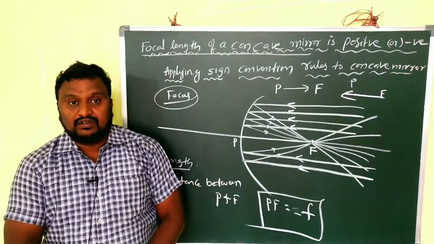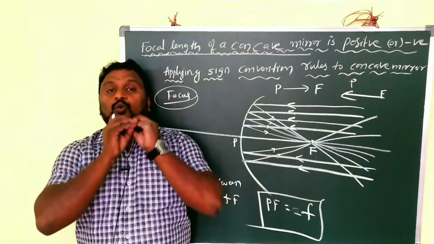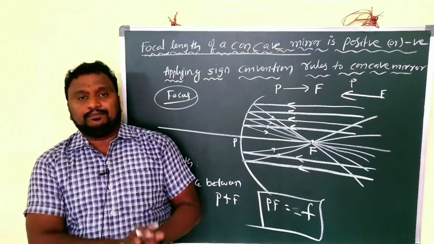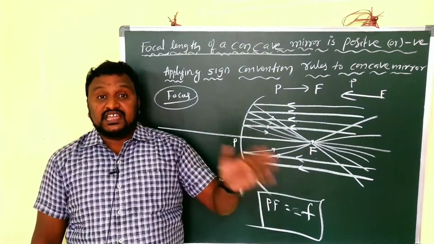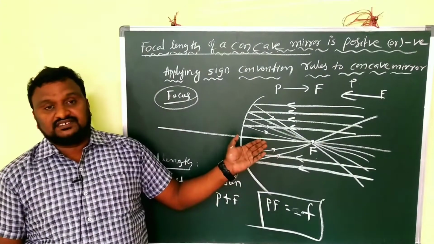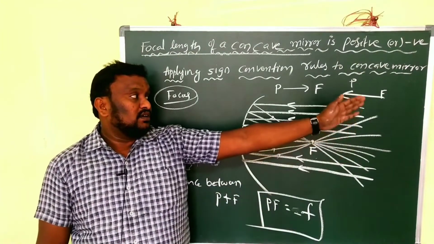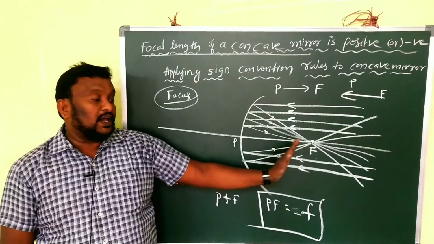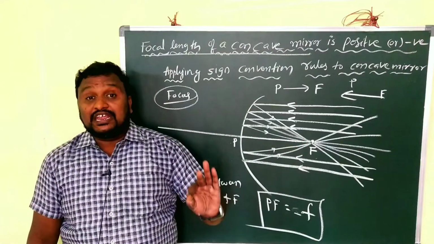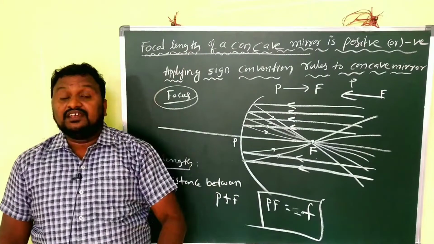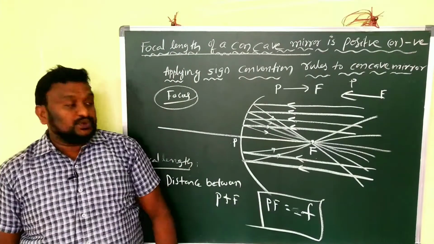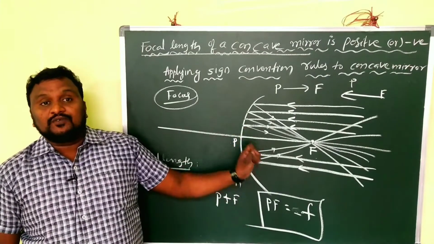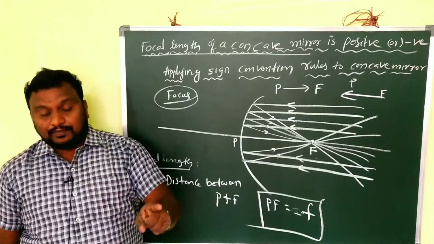That is the first thing you have to remember: the focal length of a concave mirror is always negative. It is a very important thing you have to remember at any time. The incident light is coming from F to P side, but we are taking the distance from P to F. The distances taken in the opposite direction of incident light are taken as negative. That's why the focal length is negative. The first thing is that the focal length of a concave mirror is negative. It's very clear, I think.